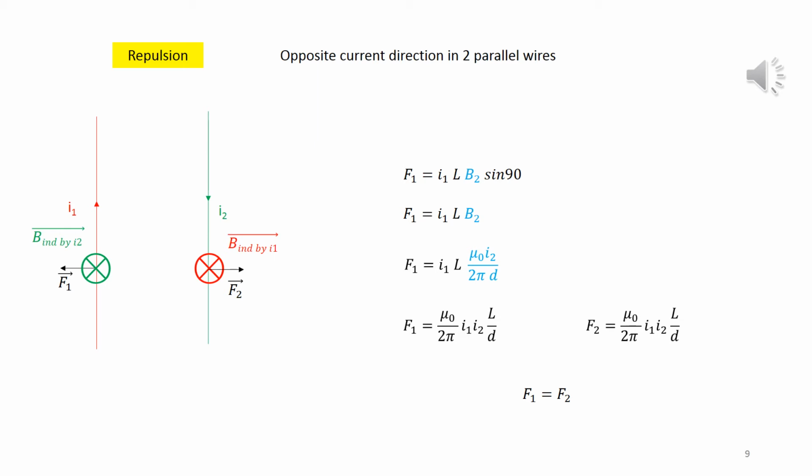Again, put a pause. Please think about the direction of the force on your own. Never rely on what I am saying. Please always check the answer and try to solve the problem on your own. Again, if you find the force in magnitude, you will find the same F equals mu 0 over 2 pi I1 I2 L over D.